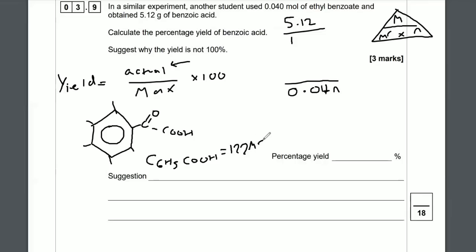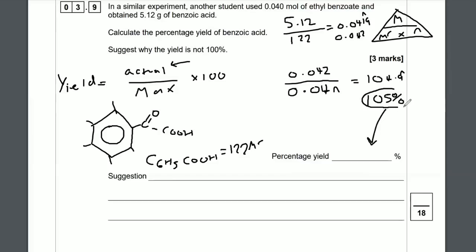What I need to do is now find out how much actual we made. We obtained 5.12 grams of benzoic acid. I've worked out that Mr of benzoic acid is 122. So I do 5.12, which is mass, over Mr, which is 122. And that gives me 0.0419. Going to round that up to 0.042. You can see something strange is going to happen here. We're going to get the impossible result of 104.9% yield. So we actually made more than was physically possible.